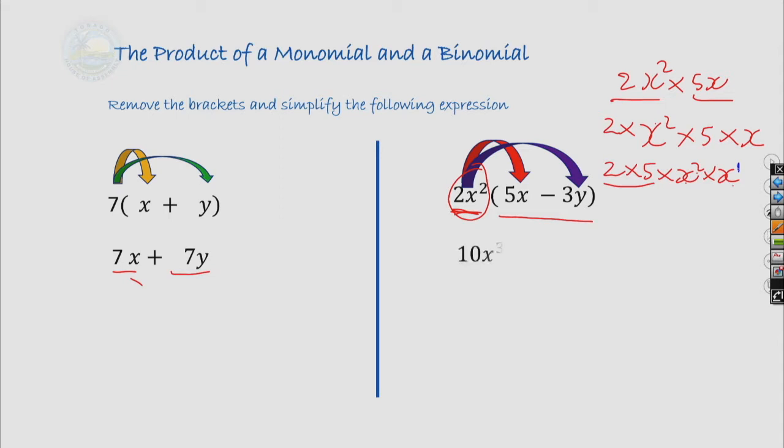So therefore we end up with 10x cubed. And it is 2x squared multiplied by negative 3y. We don't add the powers once the variables are different. So 2x squared by negative 3y is negative 6x squared y.